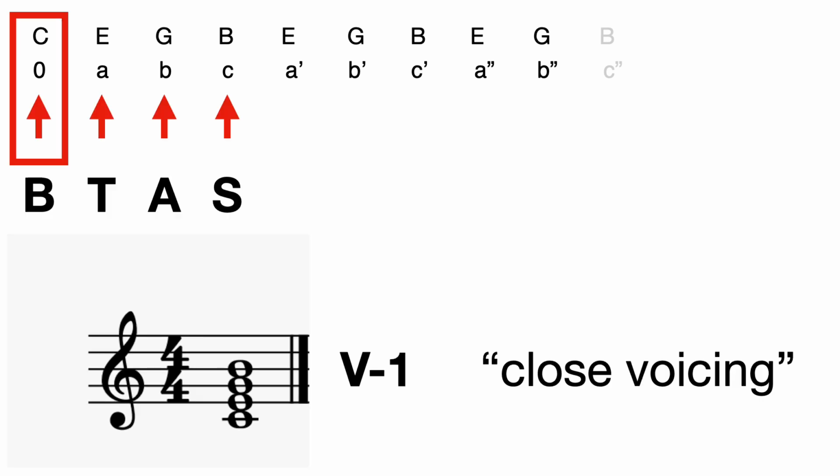So if we look at the first 4 voices, bass, tenor, alto, and soprano, and we have a fixed bass, our first voicing is what Ted referred to as V1, V-1, or the first voicing. So this is also referred to as a close or closed voicing. So this is our first voicing that we can distribute through various different sets.